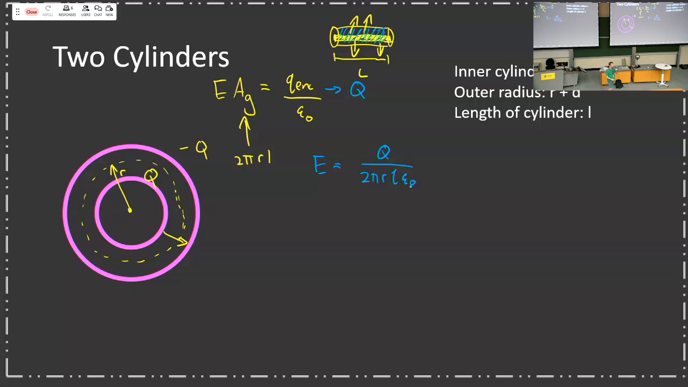Done. Right? Now, of course, this is technically only valid for R between the inner and the outer radius. But, you know, whatever. So that was step 2. Find the electric field. Again, hopefully, you should already have to do that.